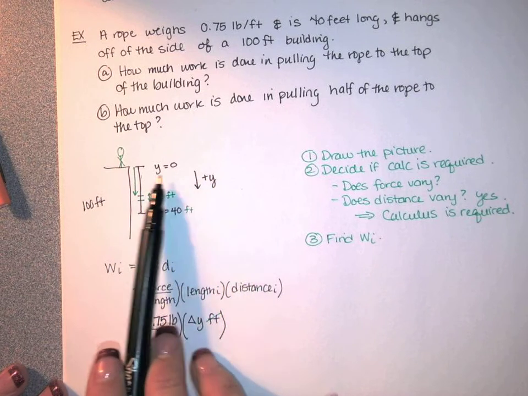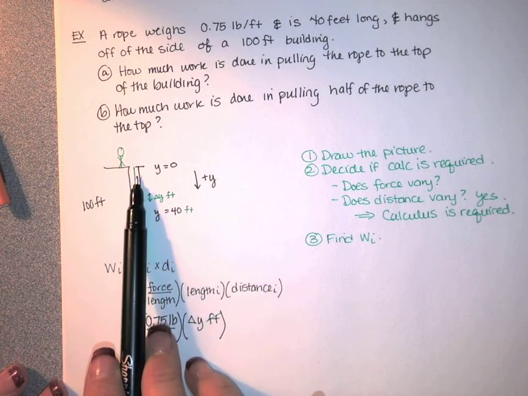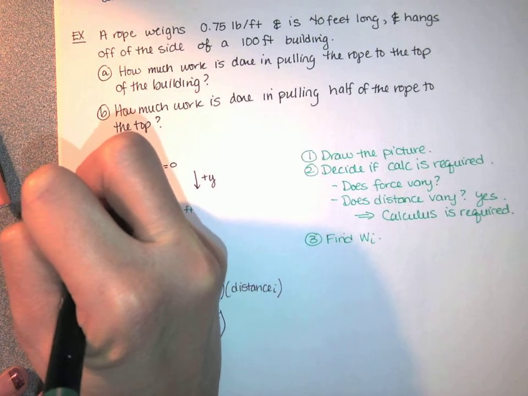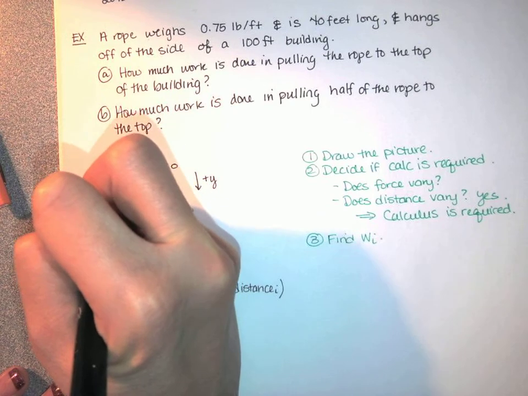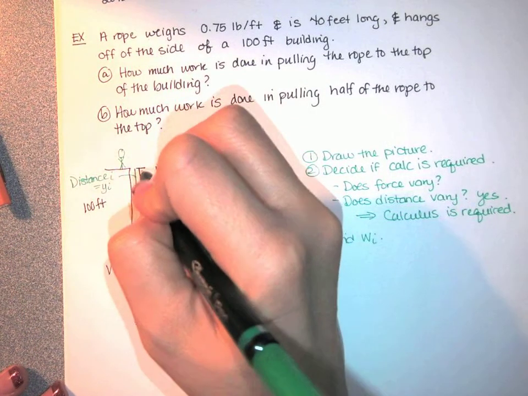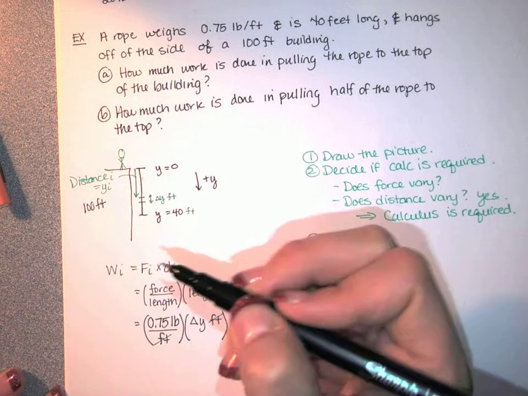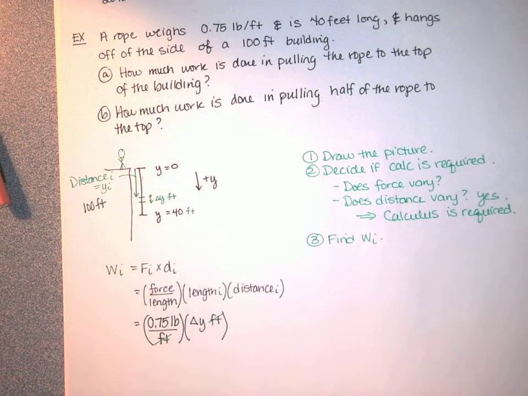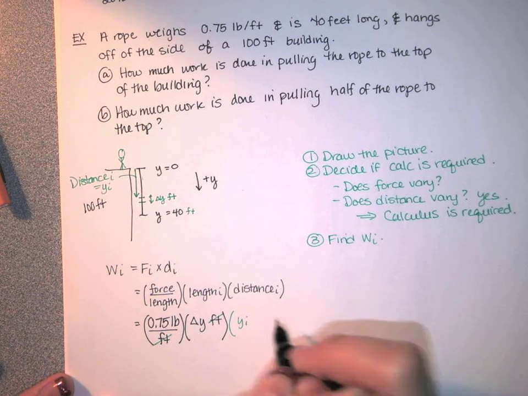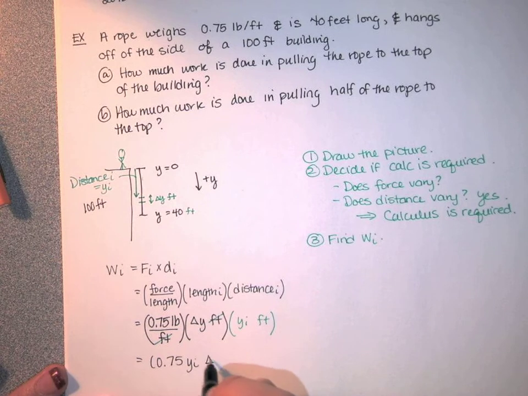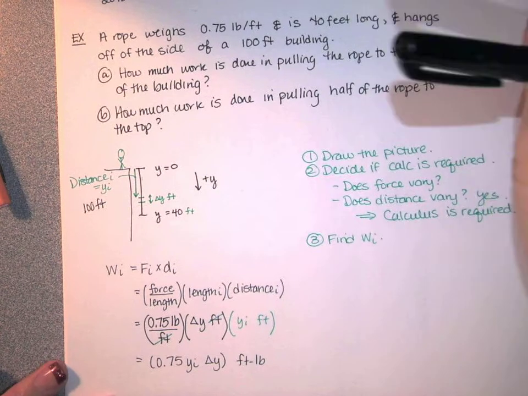With that in mind, if this is y equals 0 and this is my distance, the distance is just going to be y sub i, because I decided this is the positive y direction. And if you don't believe me, think about what the distance is for that piece at y equals 40. Well, it's just 40. At y equals 20, the distance is going to be 20. At y, the distance is just going to be y. So this is y sub i feet. We multiply all those together, and we get 0.75 times y sub i times delta y. Feet times pounds is foot-pounds. Those are units of work. That's a good thing.